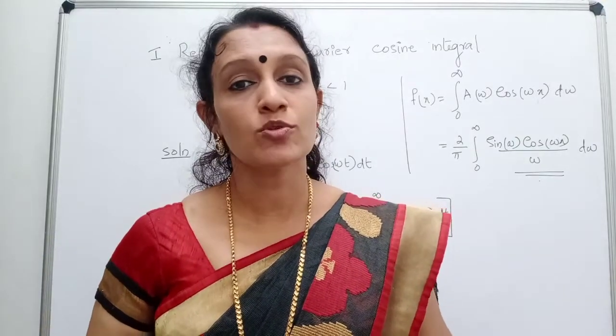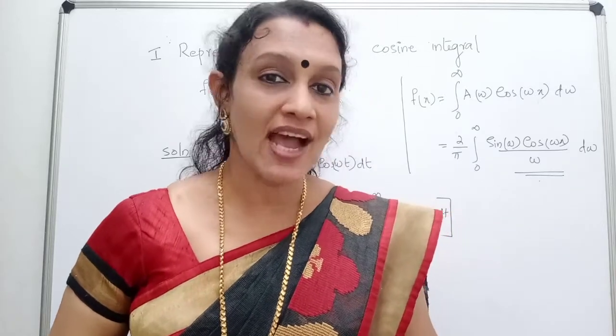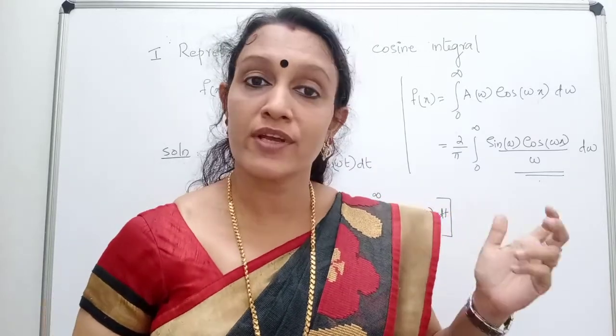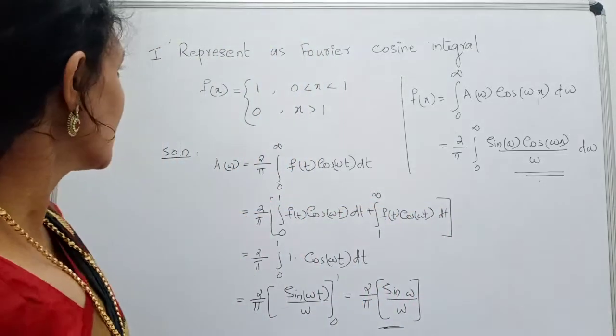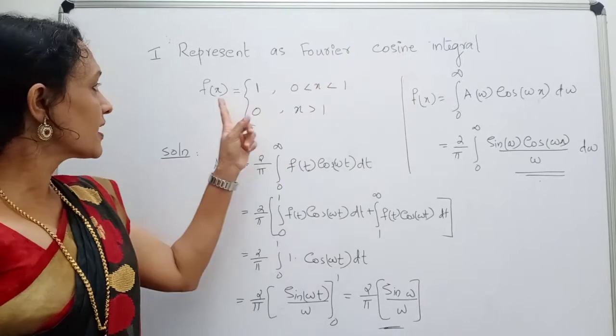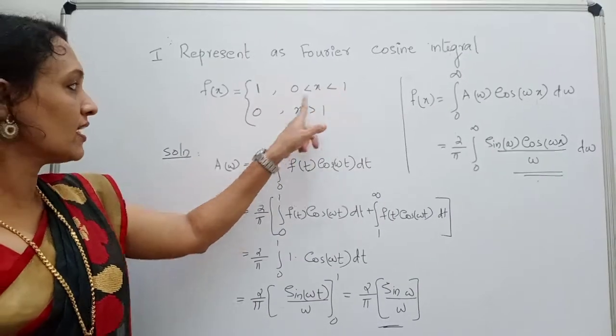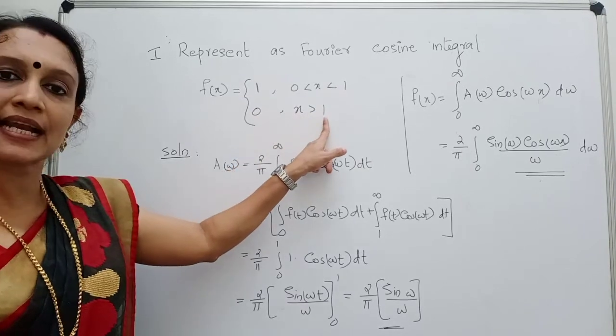We are discussing how to find Fourier cosine integral representation and Fourier sine integral representation. Moving on to the first question. Represent as Fourier cosine integral f of x is equal to 1 if 0 less than x less than 1 and 0 for x greater than 1.